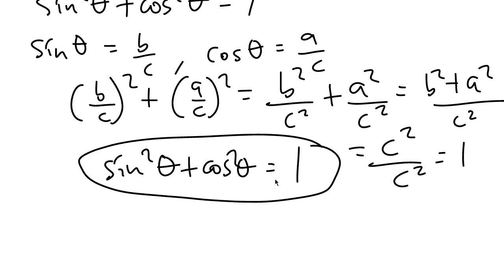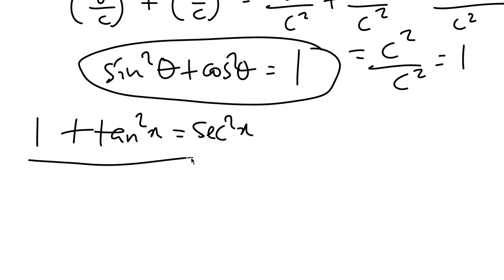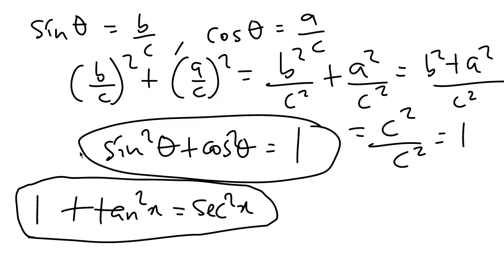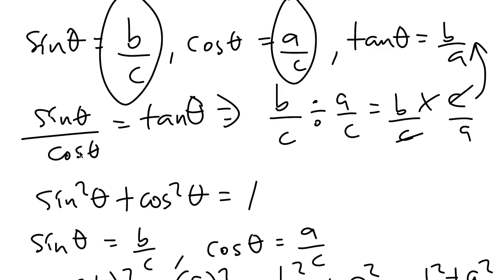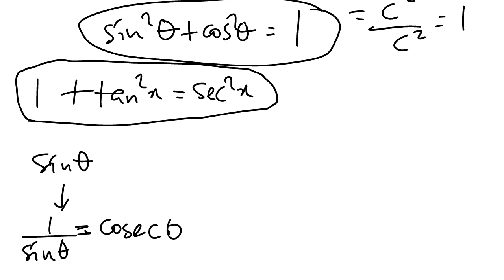Another important identity is the fact that 1 plus tan squared x is equal to sec squared x, and that leads me to the other three quantities that are very crucial. We don't just have sine theta, cos theta, and tan theta, we also have their inverses. The inverse of sine theta is equal to cosec theta.